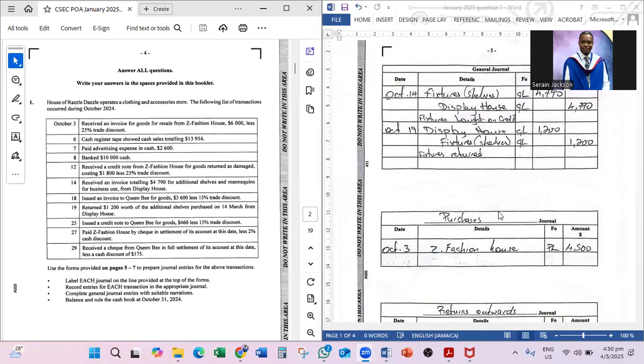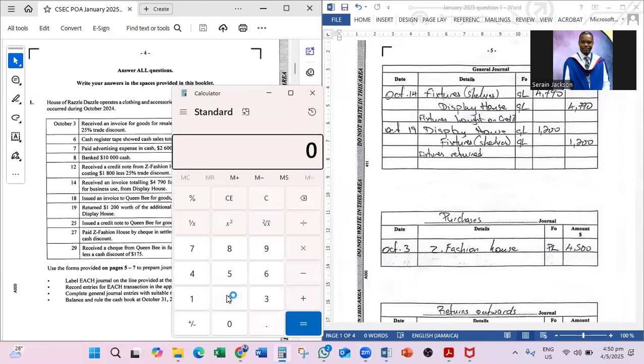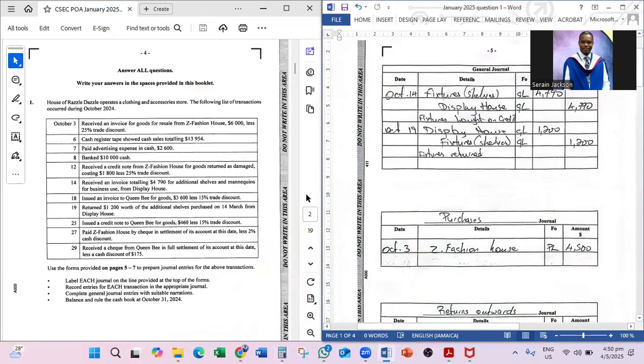So that is the reason why we now have to find 25% of the 6,000. So 25 divided by 100, multiply by 6,000, you get 1,500. Minus the 6,000 from that, you get the 4,500. So that is the amount of money that you actually owe to Z Fashion House. So that is the amount of money that you will record right there. All right, I'll be going quickly, so you can always pause, rewind, and continue.